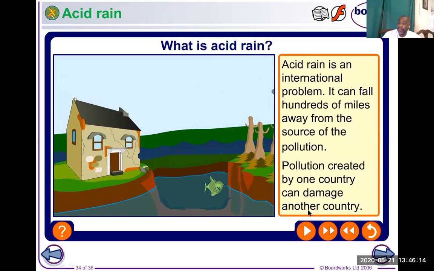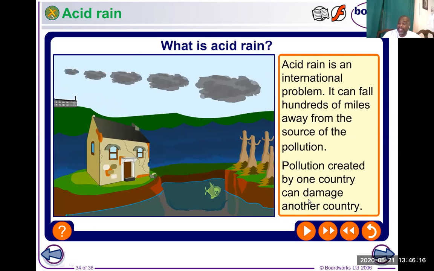And we say acid rain is an international problem. It can fall hundreds of miles away from the source of pollution. Yes, pollution created by one country can cause damage in another country. So let's look back at this a little.